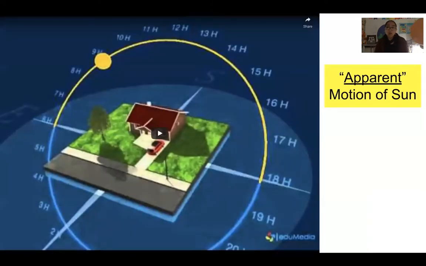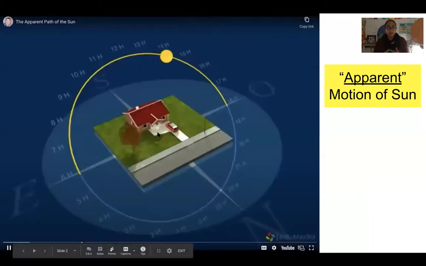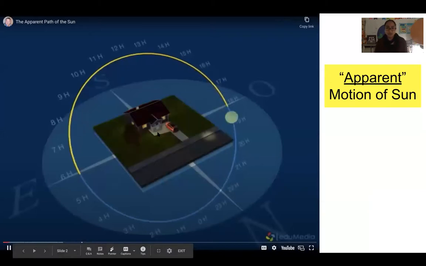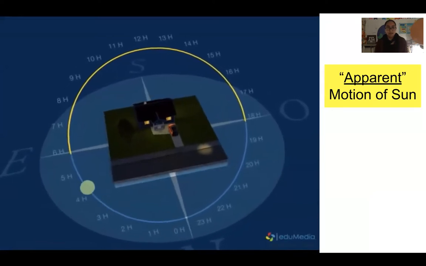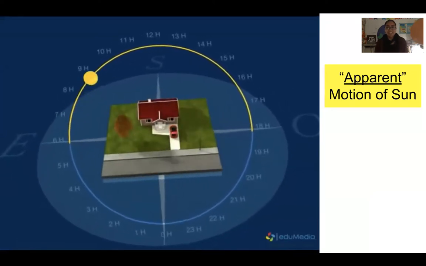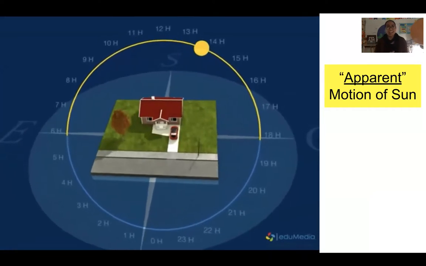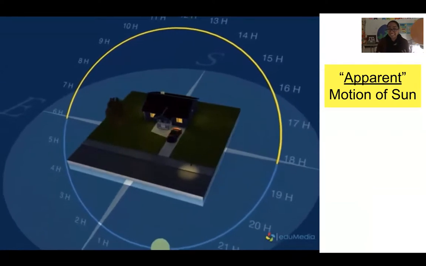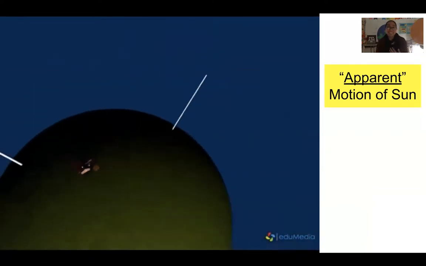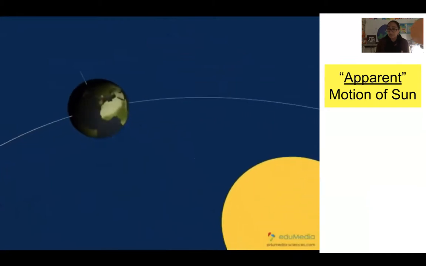We're going to look at what's called the apparent motion of the sun. Now, I'm going to show you this little video. Make some observations about what you're noticing or wondering, and then I'll discuss it with you. As our sun appears to be moving, think about what direction does the sun appear to be rising in? What direction does it appear to be setting in? And is the sun really moving?